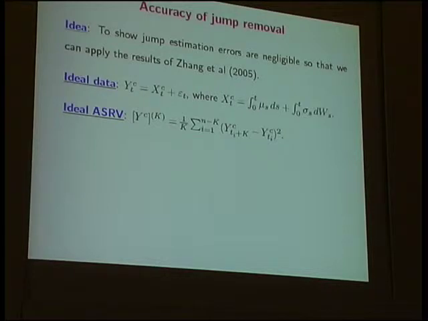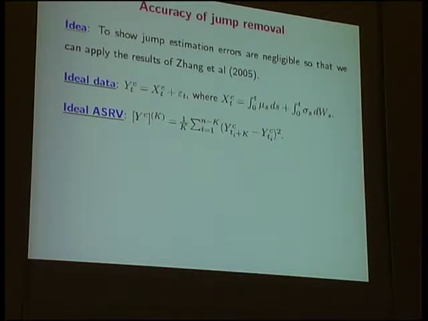And so our accuracy of jump removal relies on the theory of Ait-Sahalia and Jacod, then all we really need to do is to equate our theory with that. So suppose that, this is just a mathematical notation if you like, the continuous part of my process is X^c, so this is the continuous part of my process, with the jumps removed, plus the same microstructural noise.